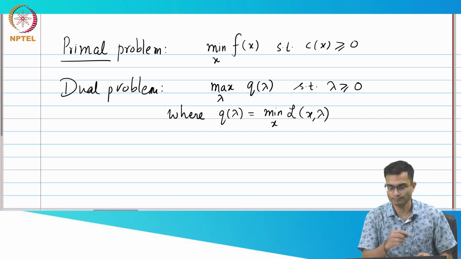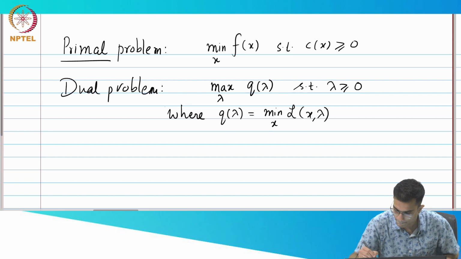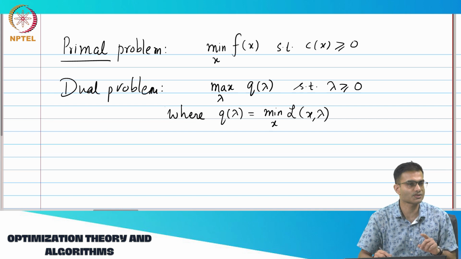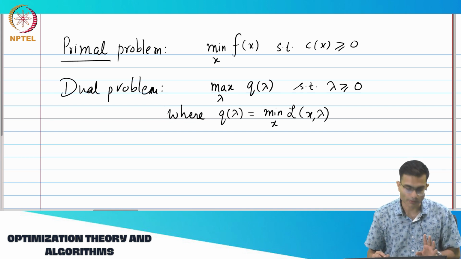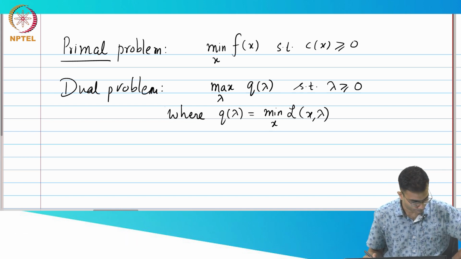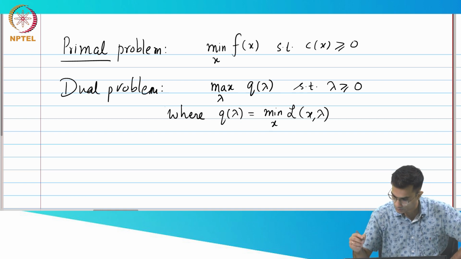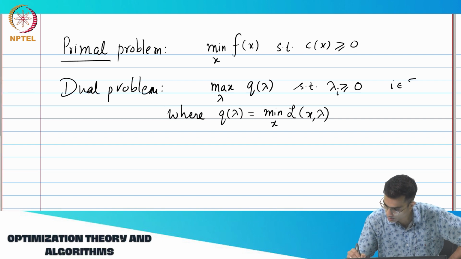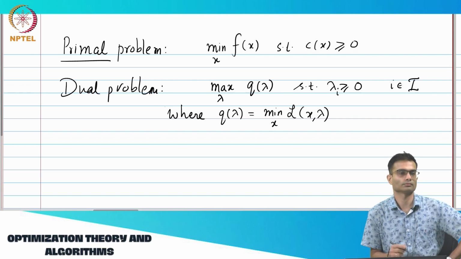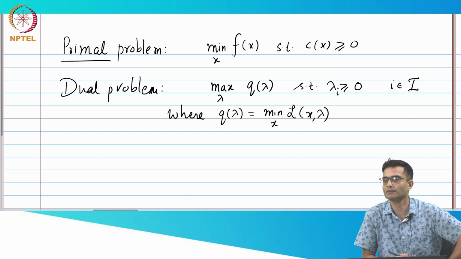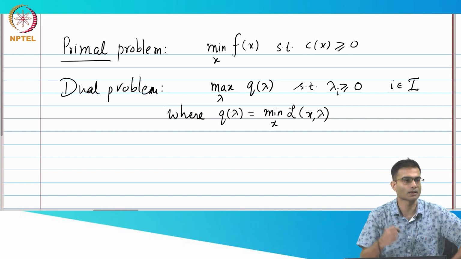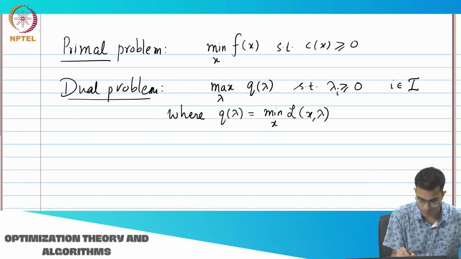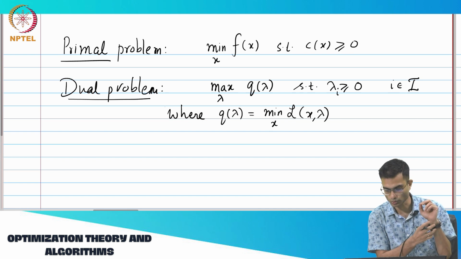Now remember, this lambda greater than or equal to 0 comes for the inequalities only. So whichever problem has any set of inequalities, those are the Lagrange multipliers which have to be kept non-negative. So this is the so-called dual problem.